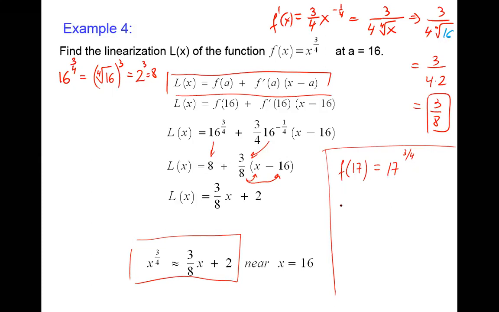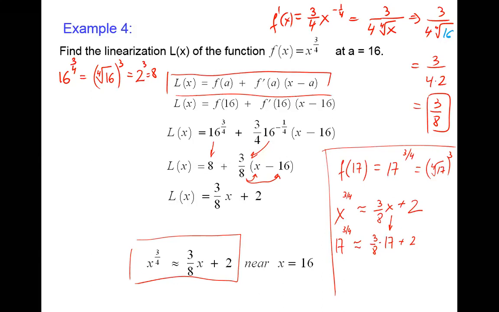That means I can say that this function, x to the power of 3 over 4, behaves the same as 3 over 8 x plus 2, and I can use this for 17. That means 17 to the power of 3 over 4, which of course is the 4th root of 17 to the power of 3, I don't know, I would have to really use a calculator, right? But I can do this: 3 over 8 times 17 plus 2. But what was my point? Because this is the nice mx plus b form, right? And now you can see I can't really cancel out. I have to multiply 3 times 17 over 8, maybe get the common denominator.